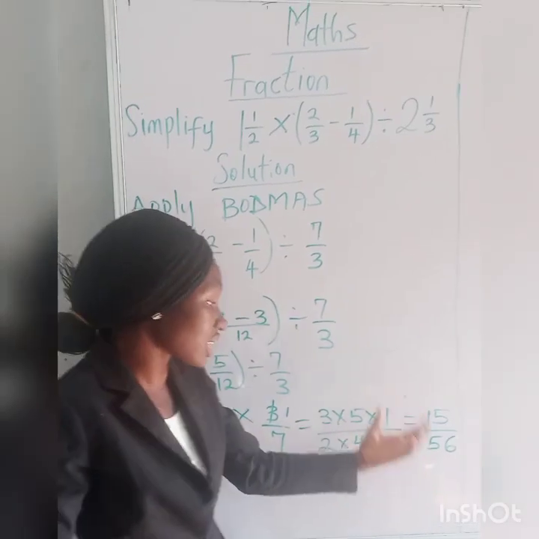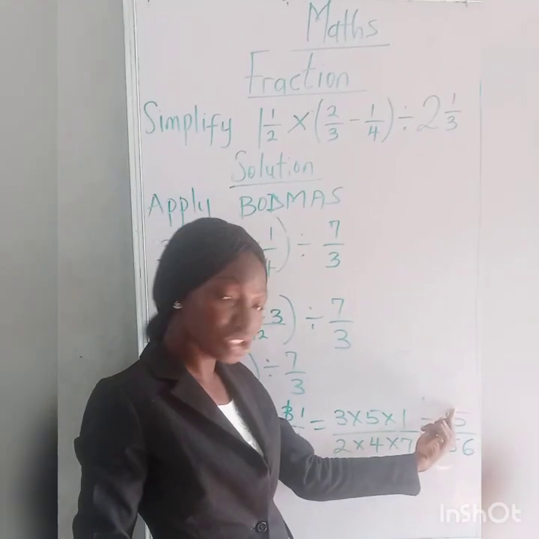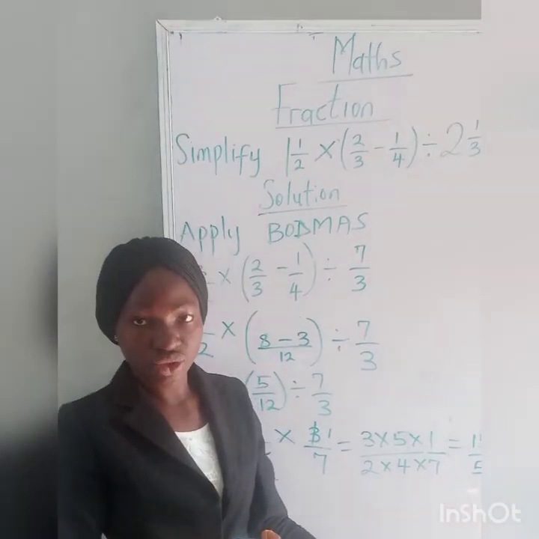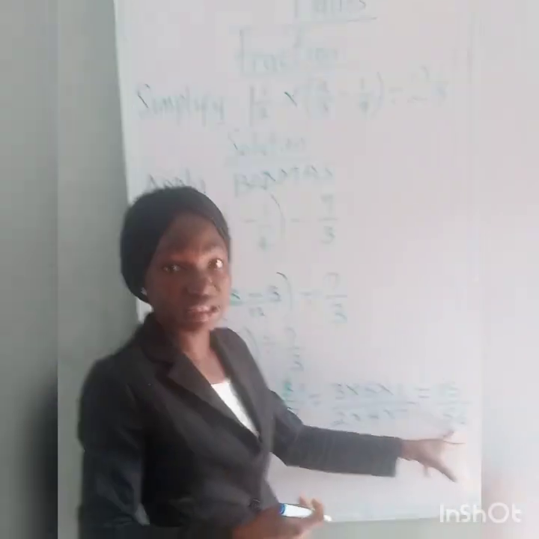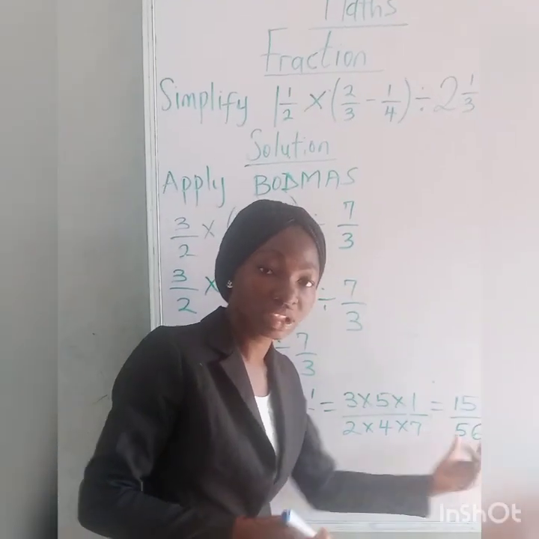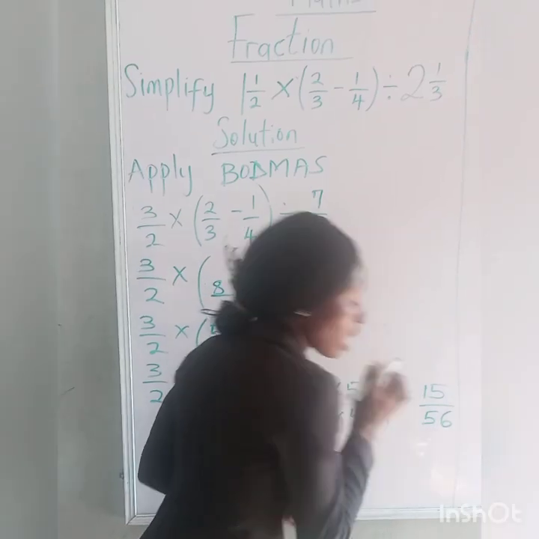Let's assume that you got an answer in which the numerator is bigger than the denominator. You will have to change it to a mixed fraction. But as you can see, this one is smaller than this, so you give your answer like this. So far, there is no number that can divide both numerator and denominator. So this is our final answer.